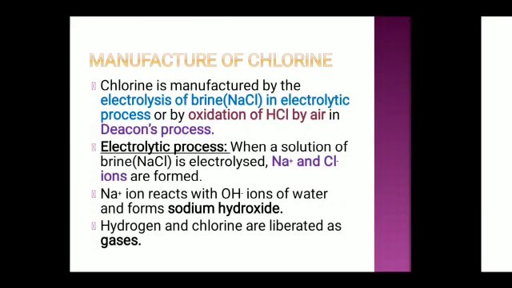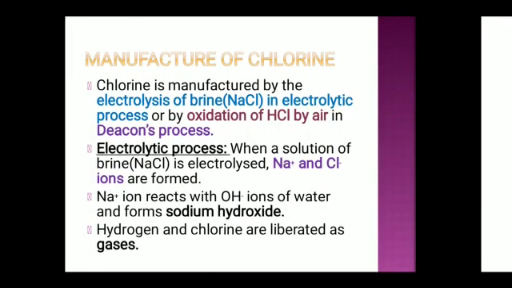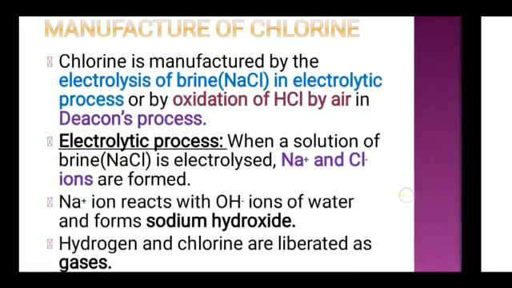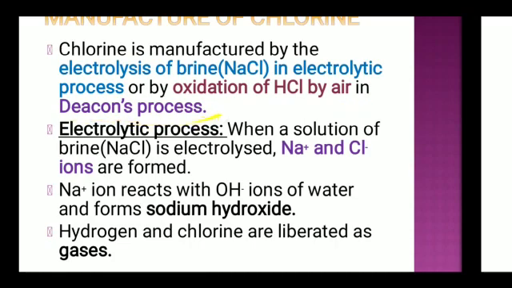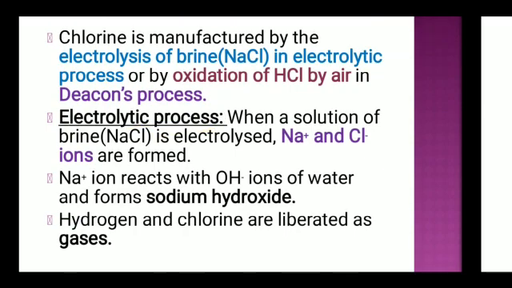Manufacture of chlorine. Chlorine is manufactured by the electrolysis of brine, that is sodium chloride, in the electrolytic process. I hope you remember what the electrolytic process is. Using cathode and anode we are going to prepare it. Then also by oxidation of hydrochloric acid by air in Deacon's process. So we have two methods, either Deacon's process or the electrolytic process. First we move to the electrolytic process.